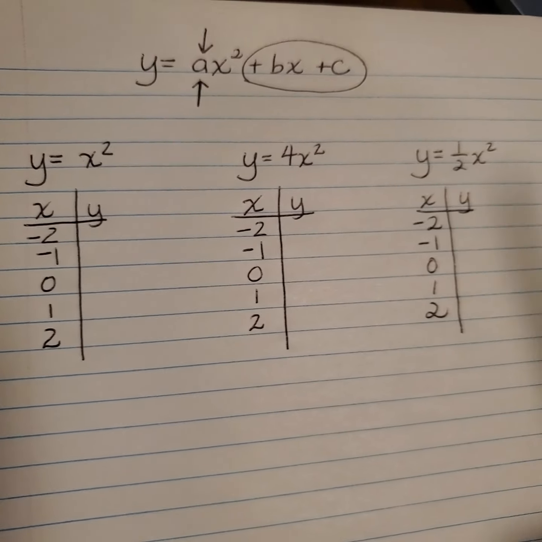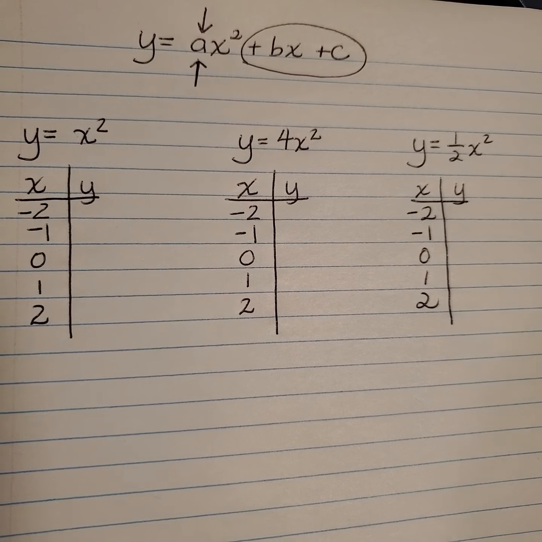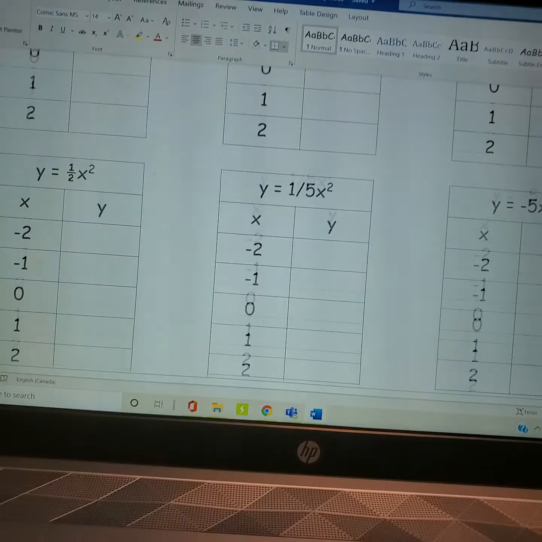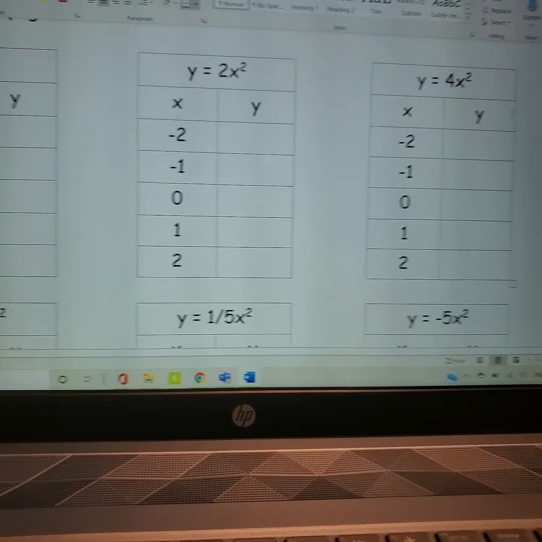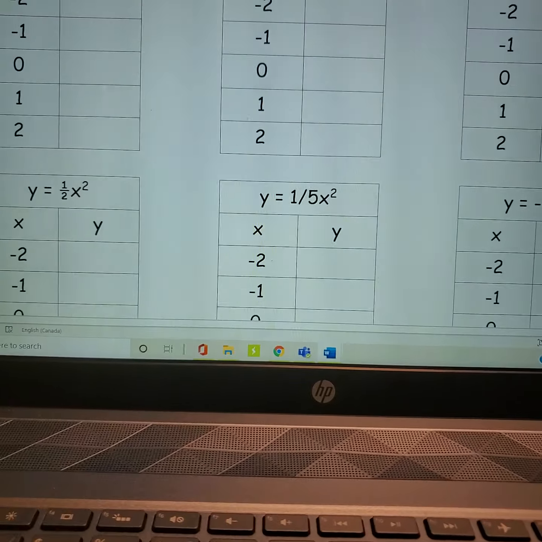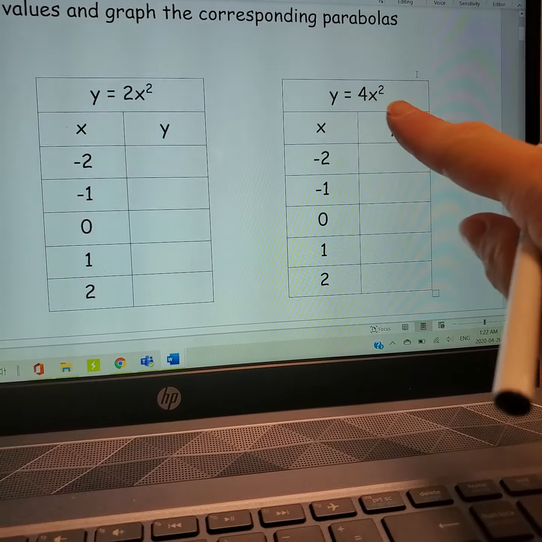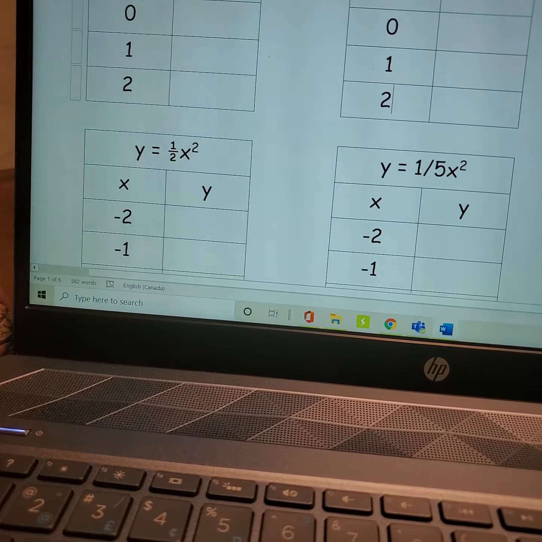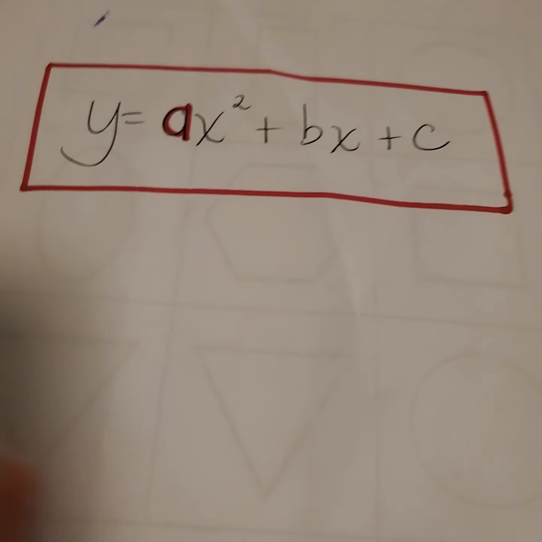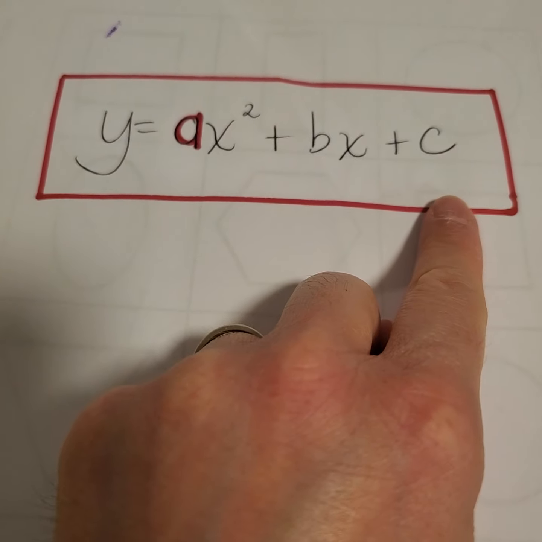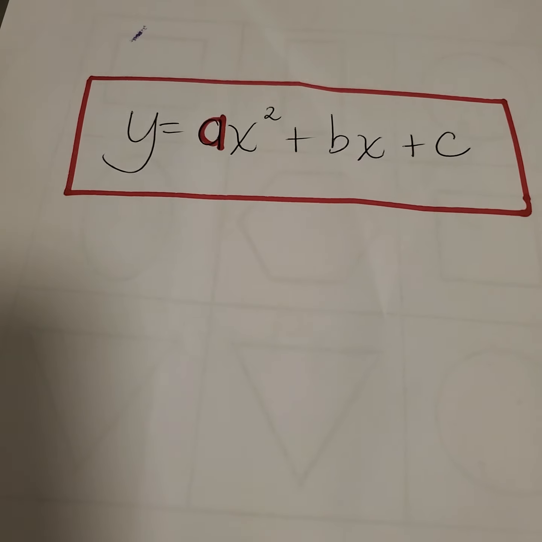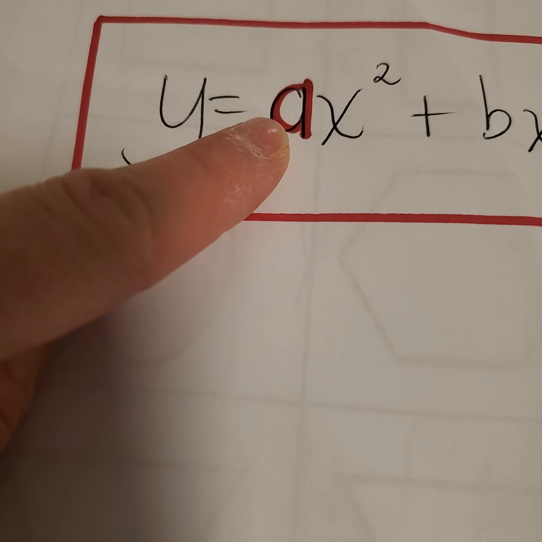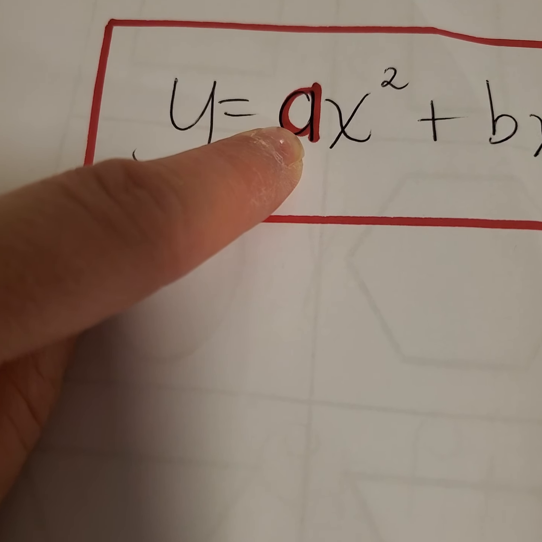Now, on the note that I had posted online, I believe I had 6 quadratic relations that I wanted you to create tables of values for. I'm going to focus on this one right here, y equals 4x squared, and I'm also going to focus on y equals 1/2 x squared. And again, if we go back to standard form, you'll notice there is no b and no c value, so you don't have to worry about those today. We are focusing on what happens when we play with the value of a.